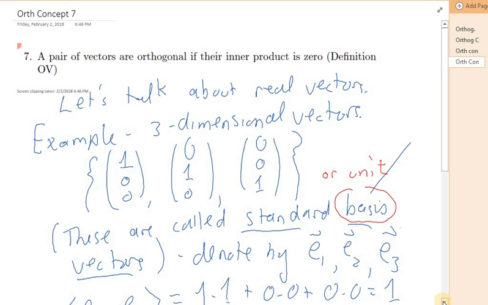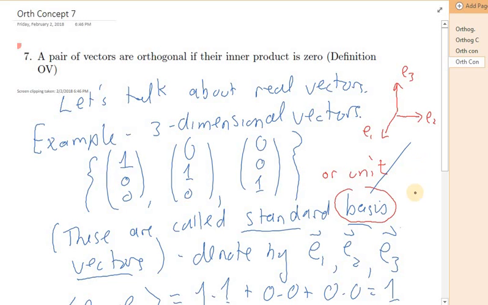And you can think of these as the three edges of a corner of a room. 1, 0, 0 would be this direction. 0, 1, 0 would be that direction. Imagine that this is the corner of a room. So this would be E1, E2, E3. And they're sticking out, they're perpendicular, and they point in all directions.